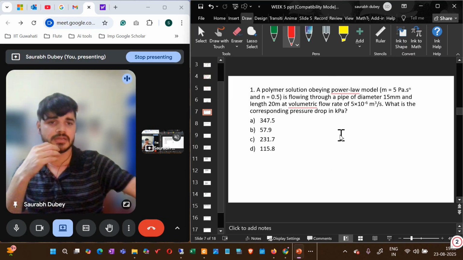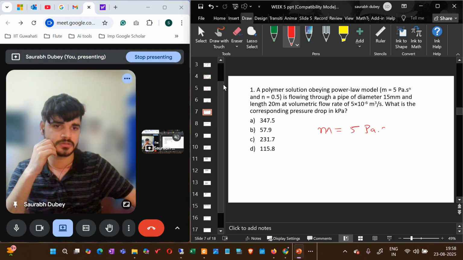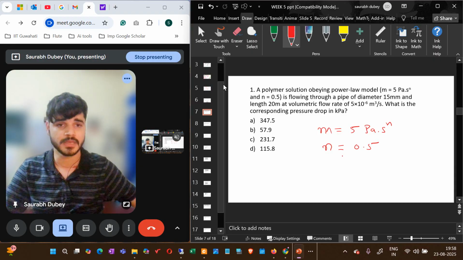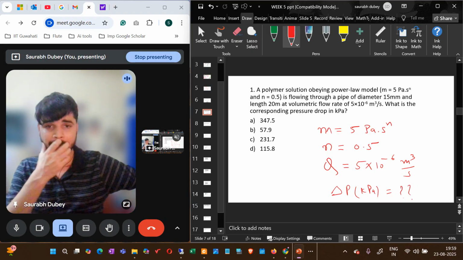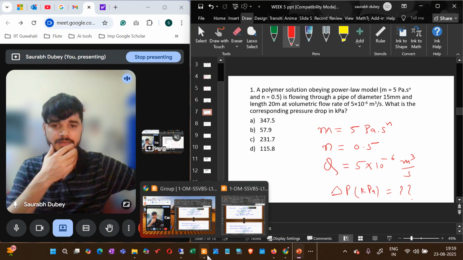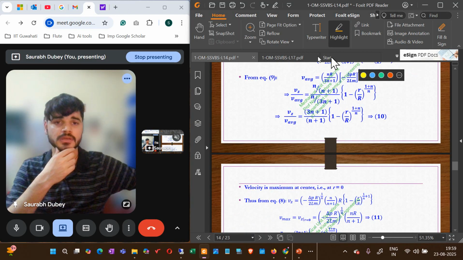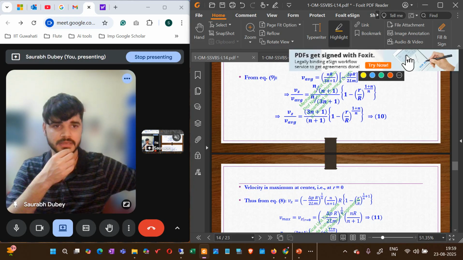So just look at the values which are given here. You have m equals 5 Pascal second to the power n, these units are very important, right? n equals 0.5, and then the volumetric flow rate to be 10 to the power minus 6 meter cube per second, and you have been asked about the delta P in kilopascal, right? This is the question you are asked about. What I'm saying is you have to look at this very carefully in order to have a clear-cut understanding of the things that are being asked over here, right?